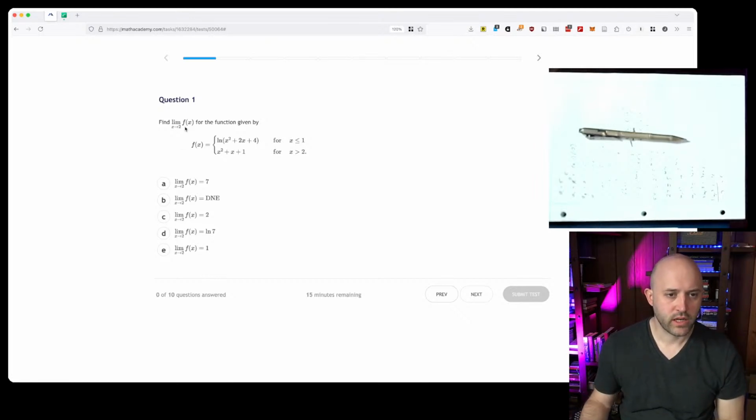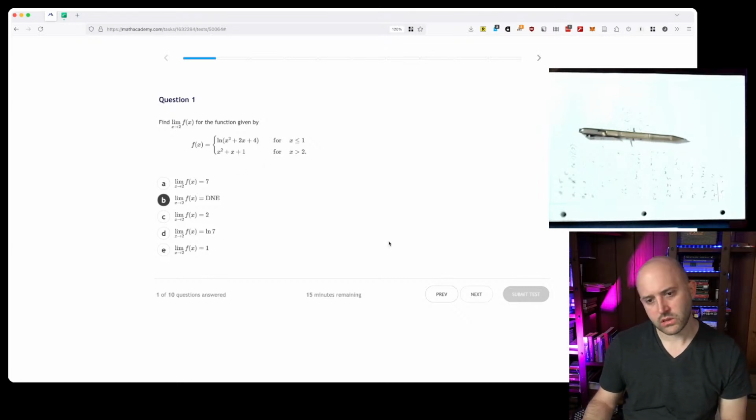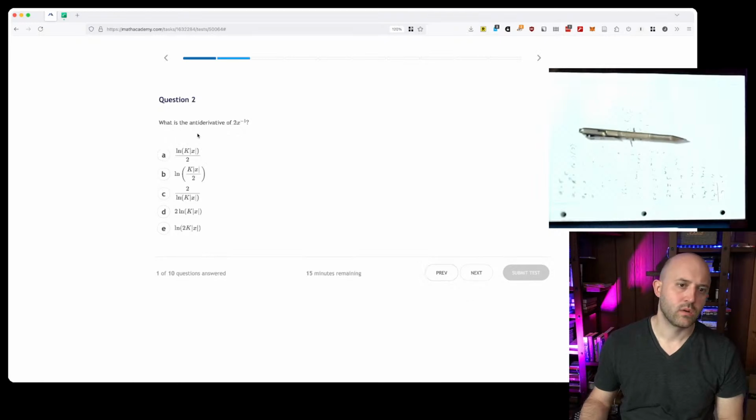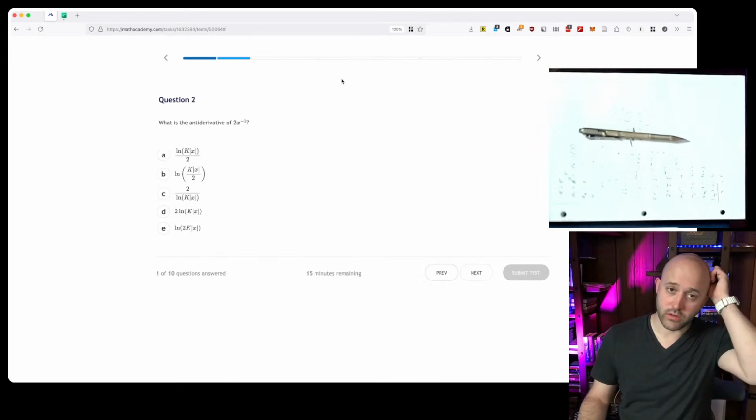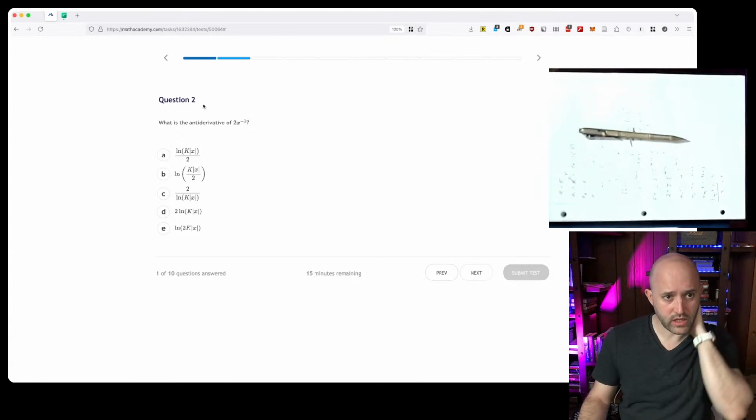So find the limit of x as the function goes to this, as x greater than 2 is defined and less than 1 is defined. So the limit as it goes to 2 is not defined because you can't approach it from the left. Okay. And you don't know how you did until you've finished the whole thing. And the 15 minutes is remaining.